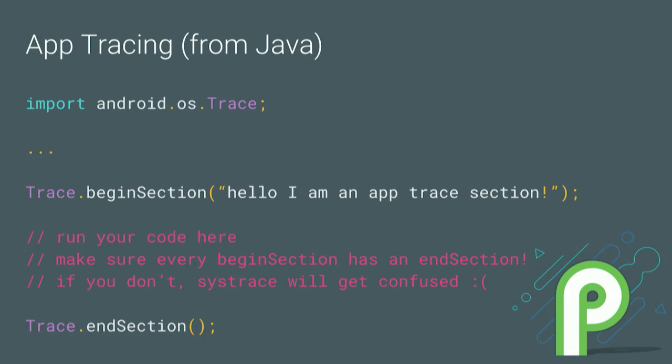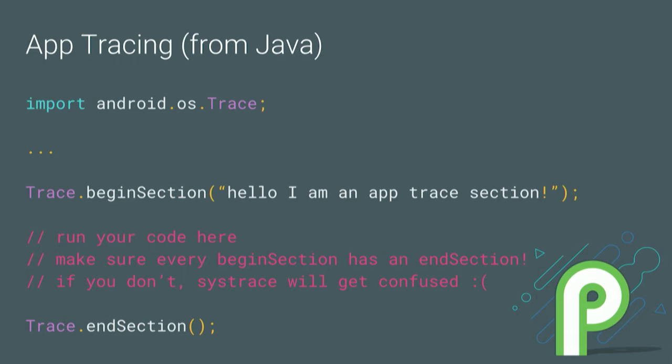So one of the most important things to do with a trace is to add your own trace sections. You can debug a lot of issues without having your own trace sections where you, as the app developer, know what your app is trying to do. But if you add your own trace sections, life gets so much easier. It's really 5 to 10 times faster to debug if you have your own trace sections.